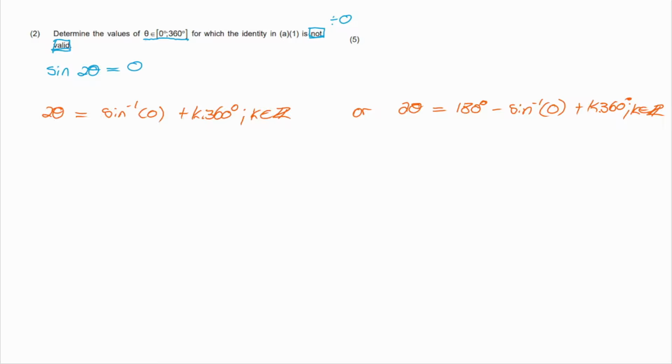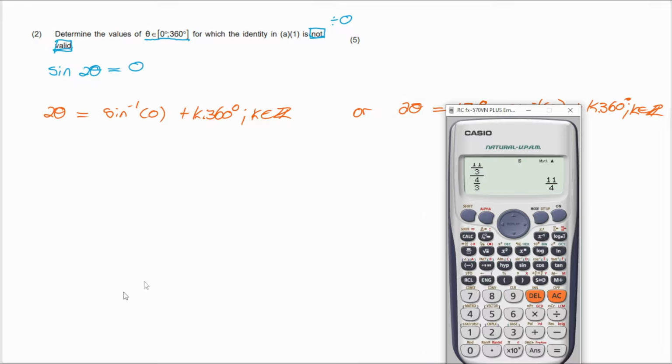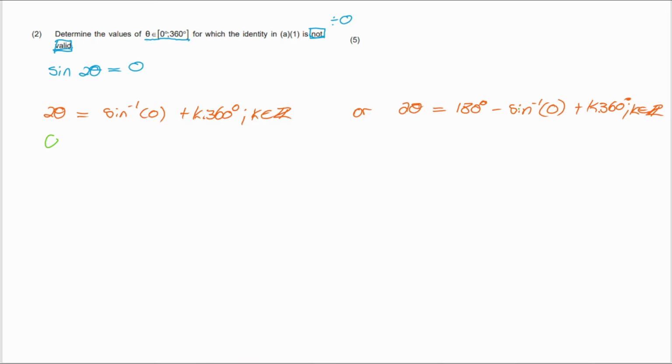If I bring out the calculator and do sine negative 1 of 0, I get 0 degrees. So essentially here I get theta is equal to k times 180, because I have 2 theta and need to solve for theta, so divide by 2. This just gave me 0, and k is an element of integers. It's a bit ridiculous how we need to keep writing this, but let's just do it properly.